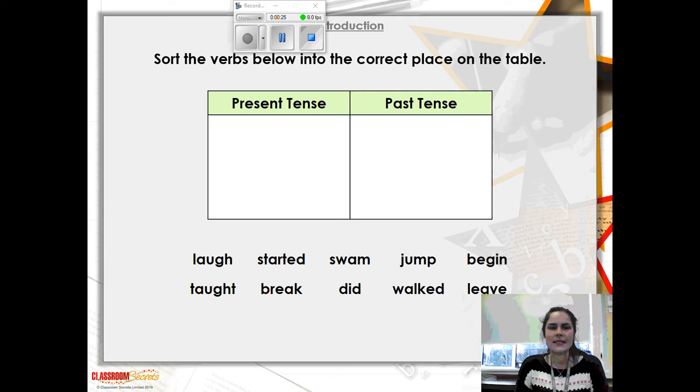So to warm up our brains today, I want you to sort the verbs below into the correct places on the table. So just for a simple table, remember like we do in classes, a bit like a T. So one line, and then sort them into present tense and past tense. Pause the video here and have a go.